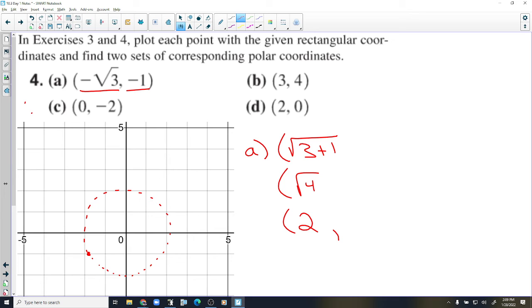But the angle is the inverse tangent of sine over cosine. Inverse tangent of y over x, negative 1 over negative square root of 3. Now I would put this on the non-calculator part of the test. I do not know what the inverse tangent of 4/3 is. That would be a decimal value.